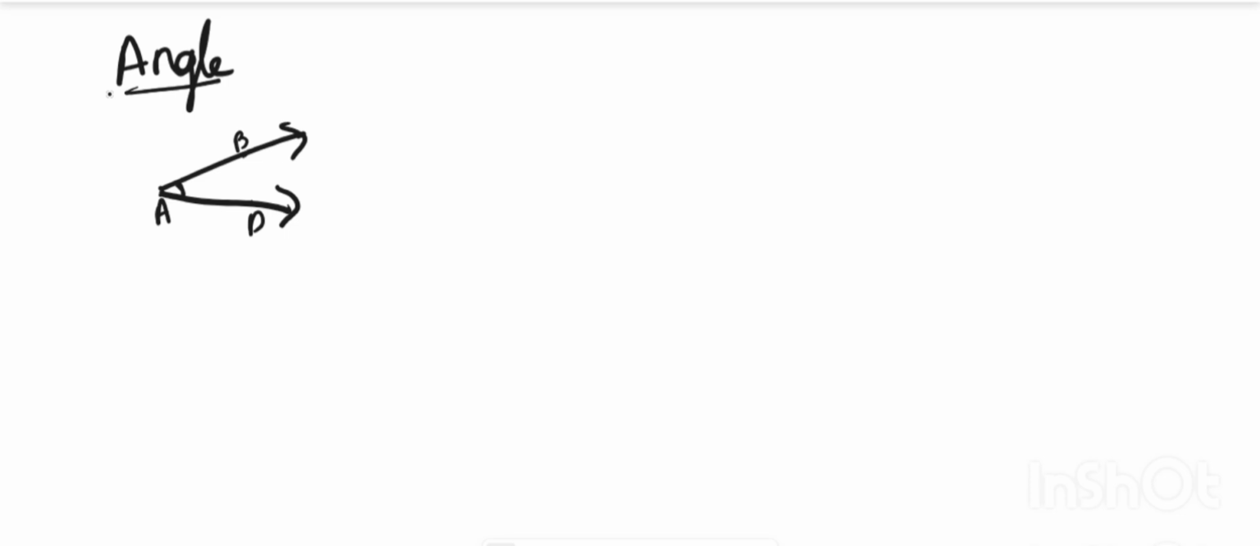Then how can we name this angle? We can simply use the vertex. Here, what name have we given to the vertex? We have given the name A. So what is the angle? Angle A. We call it angle A. We can say this is the symbol of angle, and we can name this angle like BAD.